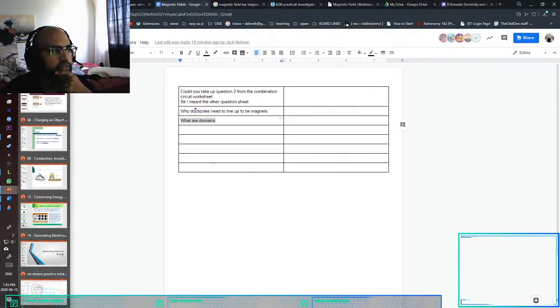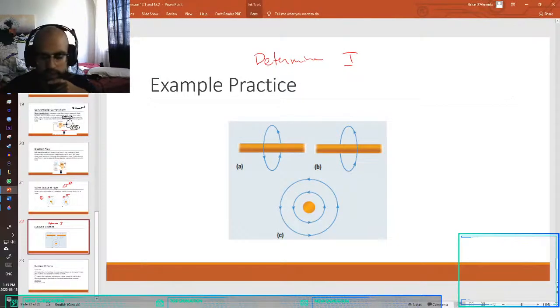Okay, I think that's probably enough time. Let's go through them one by one. So for A, we can clearly see that if we talk about the magnetic field here, it's going into the page.